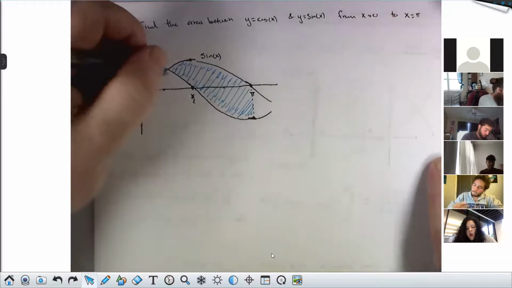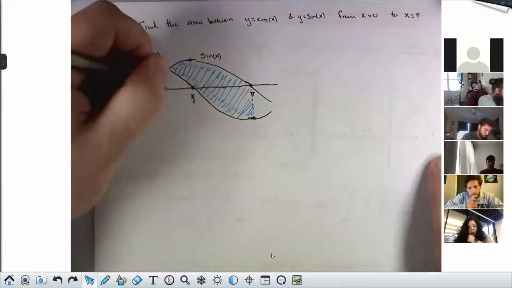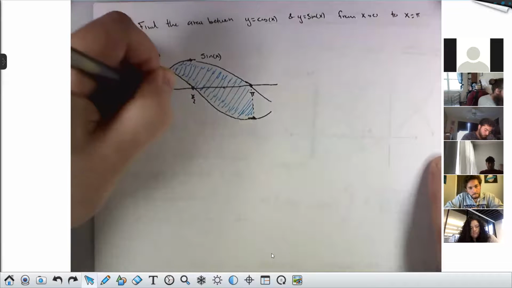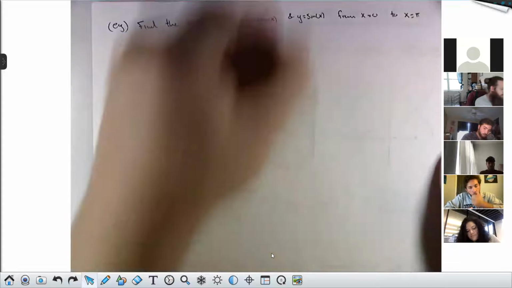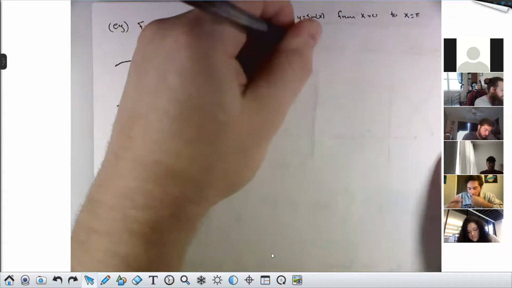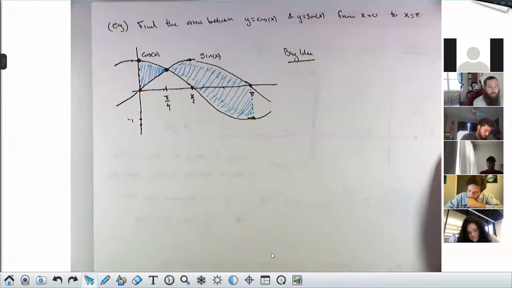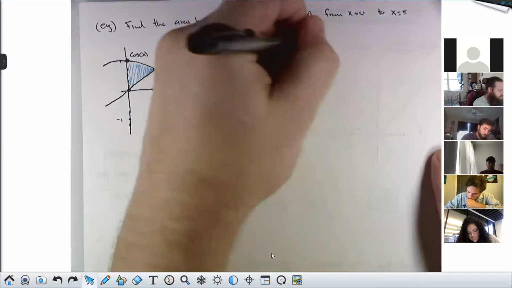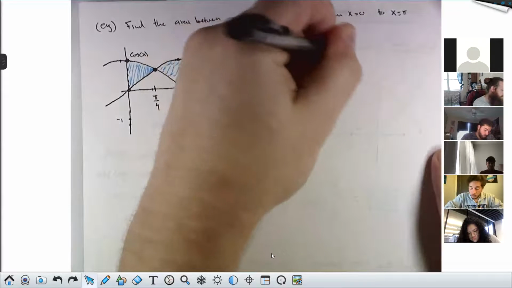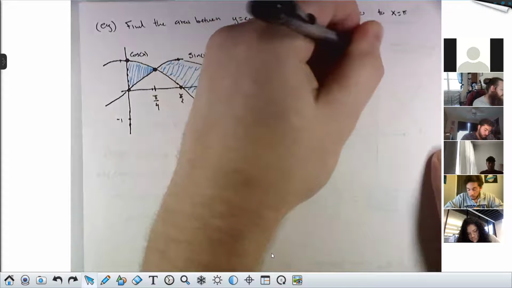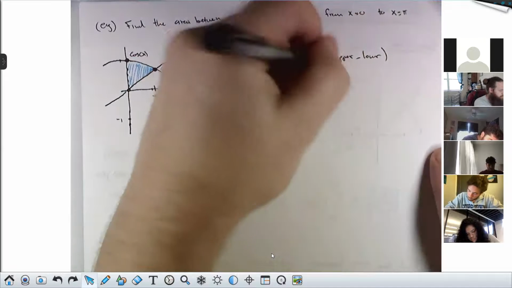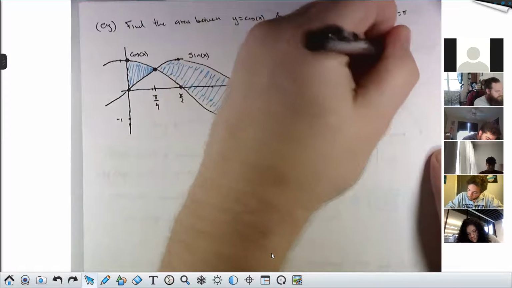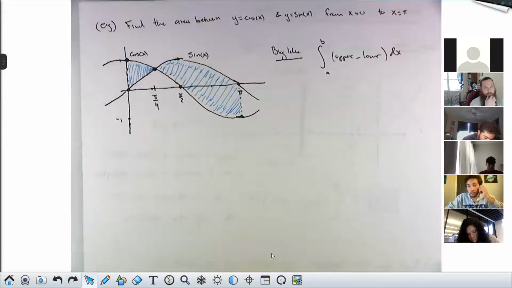The idea is that these guys trade spots at pi over 4. So remember the big idea is that you want to integrate the upper minus the lower, from wherever to wherever, from a to b. You want to integrate the upper function minus the lower.